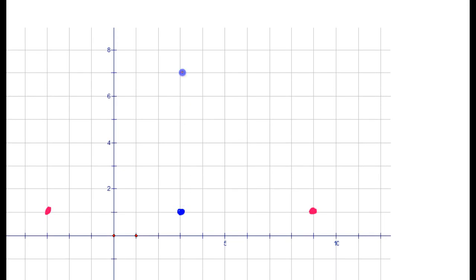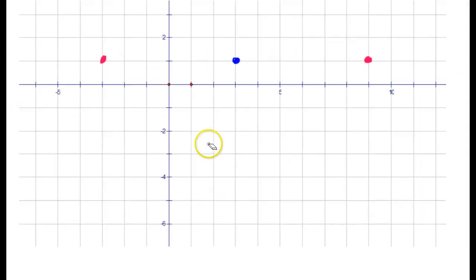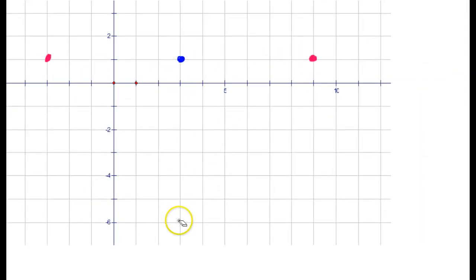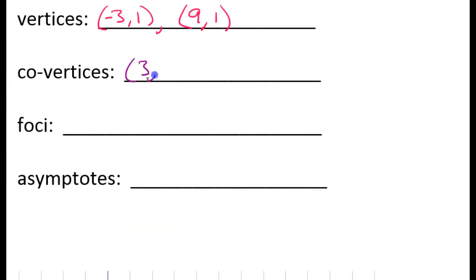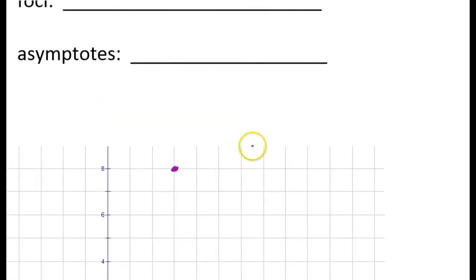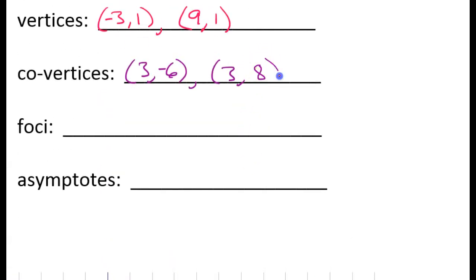So if I go up 7, I'm here. Okay, and if I go down 7, I am here. So these are my covertices. So 3 comma -6 is a covertex. And 3 comma 8 is a covertex.